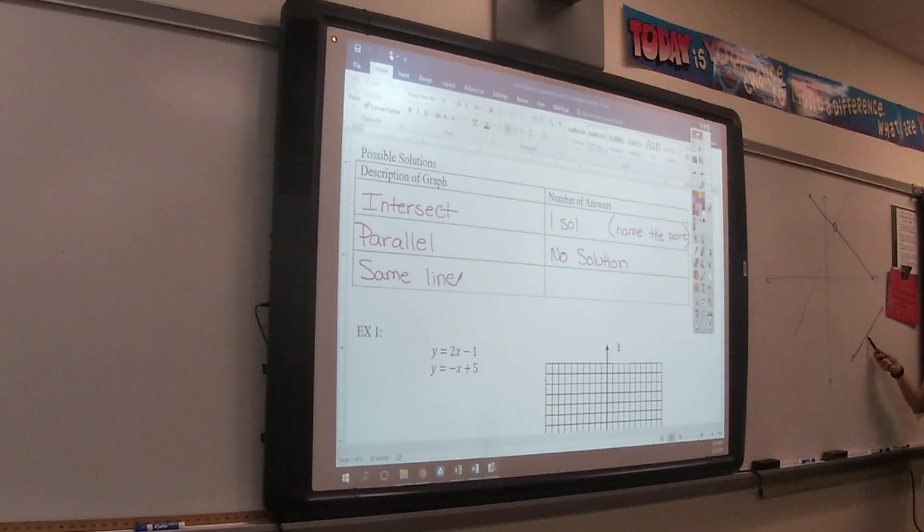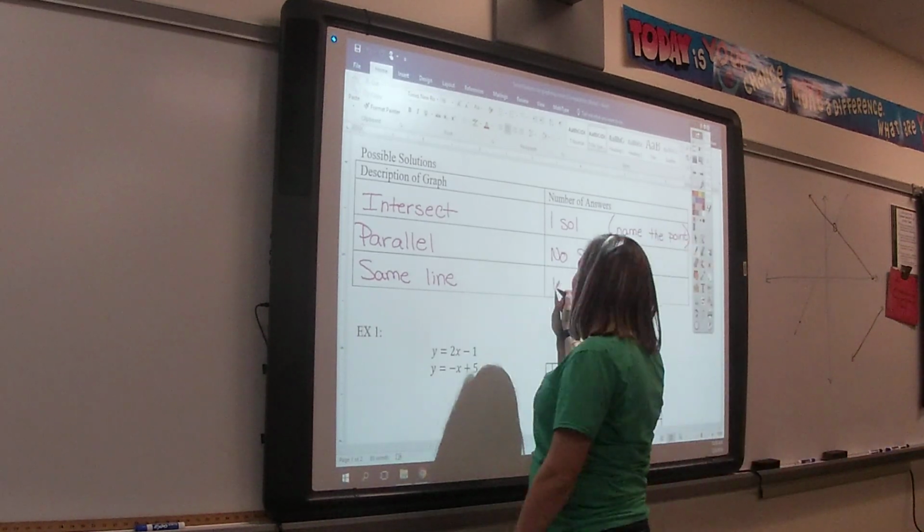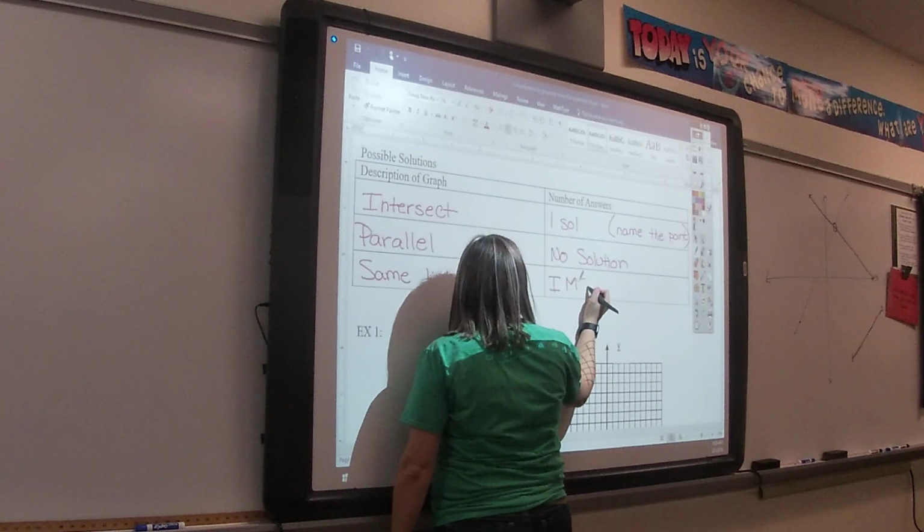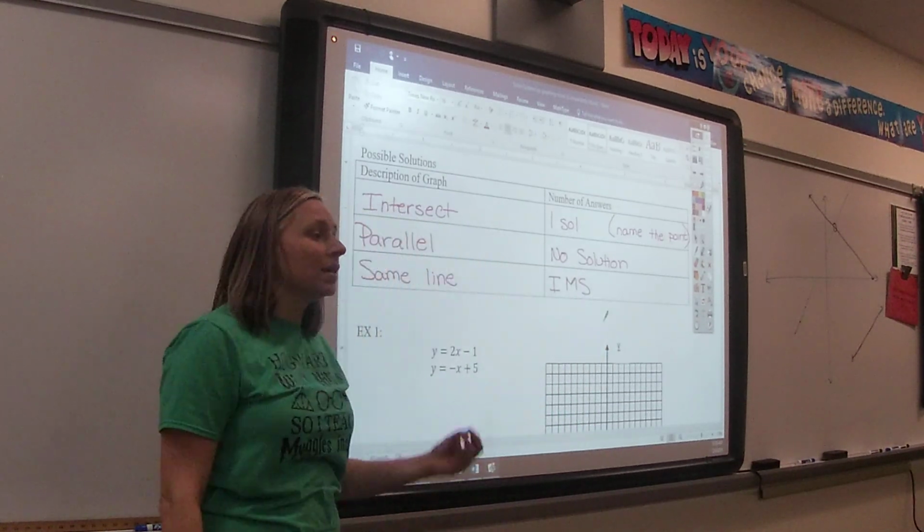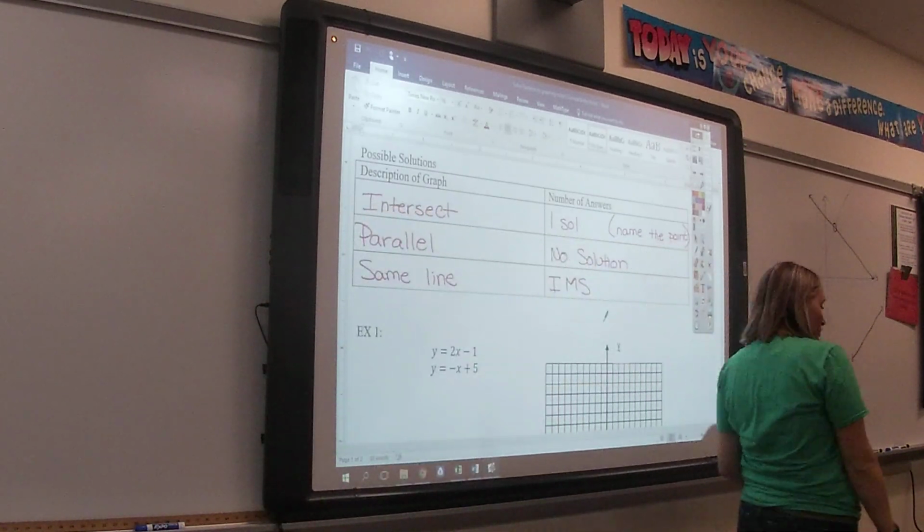How many times do these lines intersect? All the time, which is infinite many times. Infinite. So this is going to be our infinite many solutions. IMS, infinite many solutions.